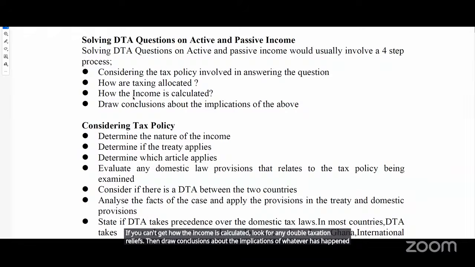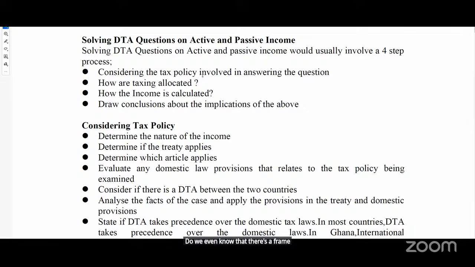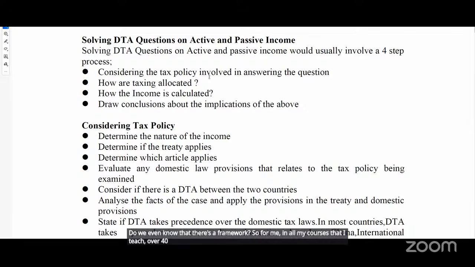Now, this is the full structure for getting, if it's 20, you get 20 over 20. They have wanted students to follow these 4 steps, but most people don't even know that there's a framework. So for me, in all my courses that I teach, over 40 courses that I have taught, I always use frameworks to teach everything.